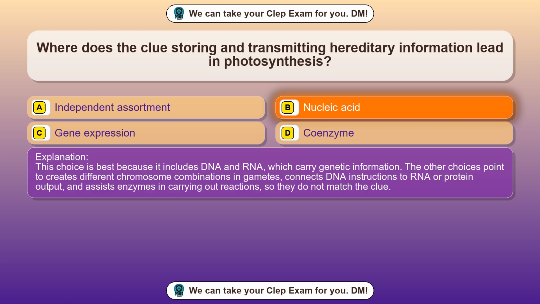This choice is best because it includes DNA and RNA, which carry genetic information. The other choices point to creates different chromosome combinations in gametes, connects DNA instructions to RNA or protein output, and assists enzymes in carrying out reactions, so they do not match the clue.